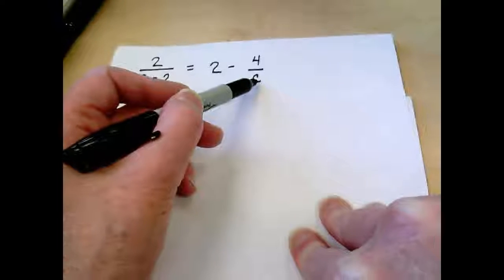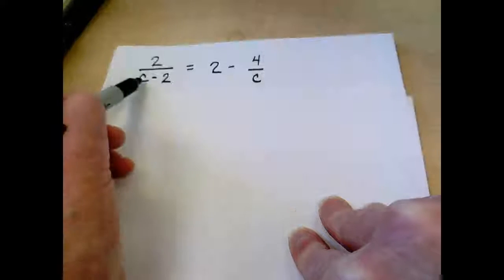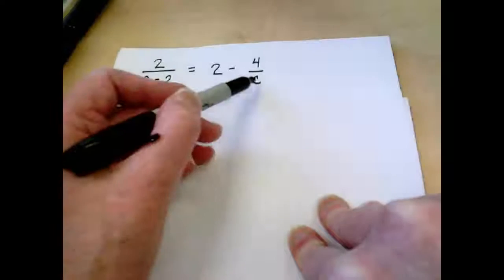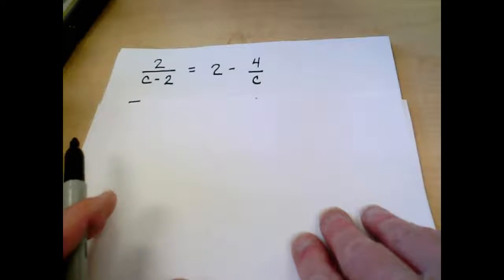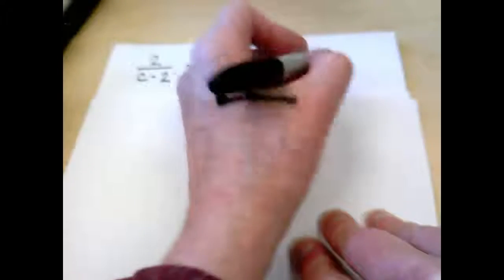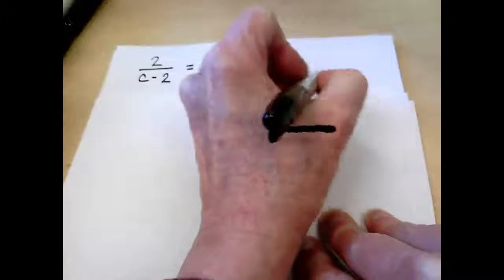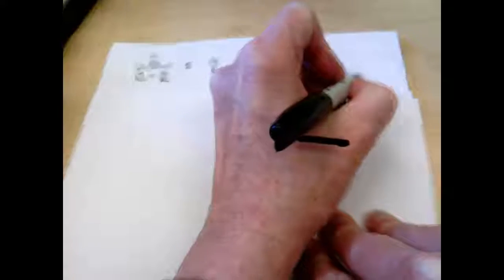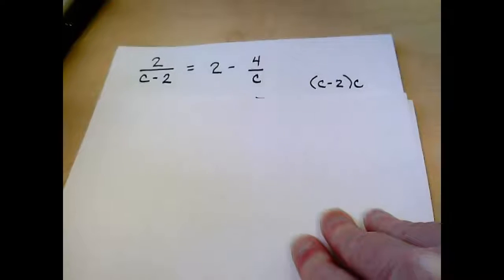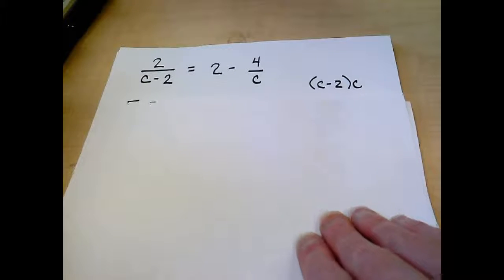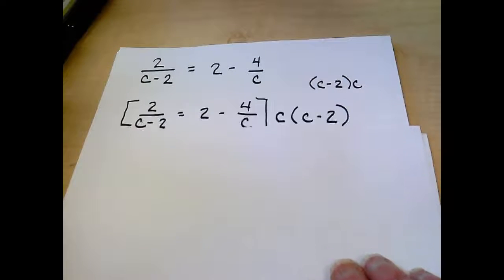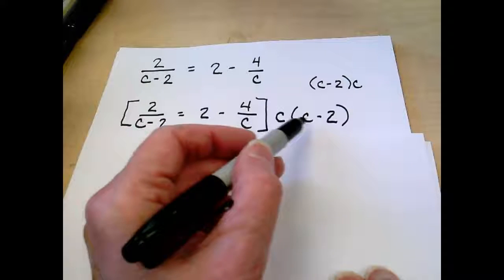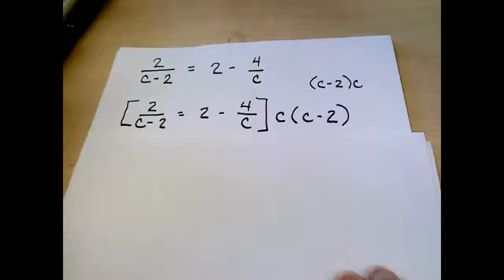As an example, if you put 5 in for c, 5 minus 2 is 3. 3 is not the same number as 2, so I need both those numbers, c minus 2 and c, as my common denominators because they're two separate factors. And I'm going to multiply my equation all the way through by that c times c minus 2.